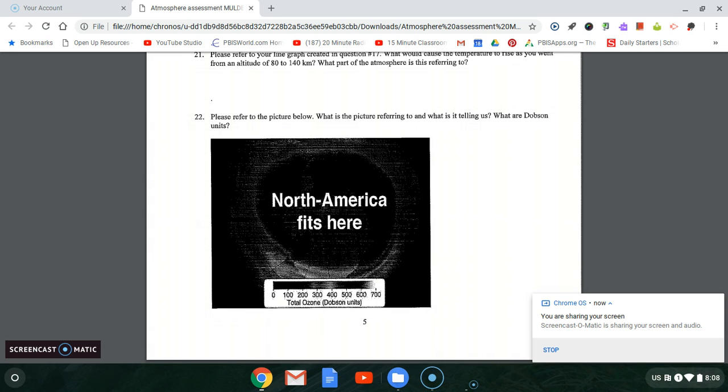Last question. Question number 22. Please refer to the picture below. What is the picture referring to and what is it telling us? What are Dobson units?